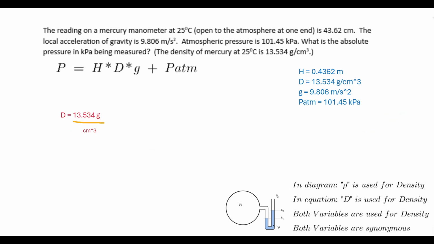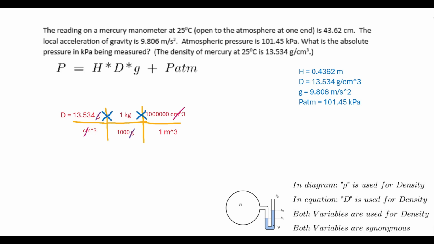Use dimensional analysis to get density in units of kilograms per meter cubed. Start with the density of 13.534 grams per centimeter cubed. 1 kilogram equals 1,000 grams. 100 centimeters equals 1 meter. Cube both of these values. 1 million centimeters cubed equals 1 meter cubed. Cancel out units that are the same.